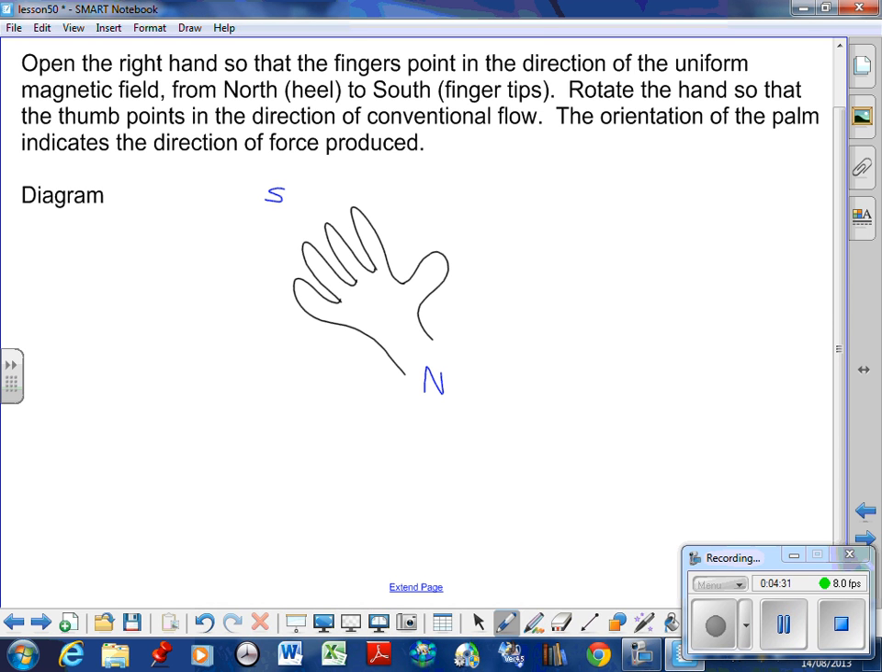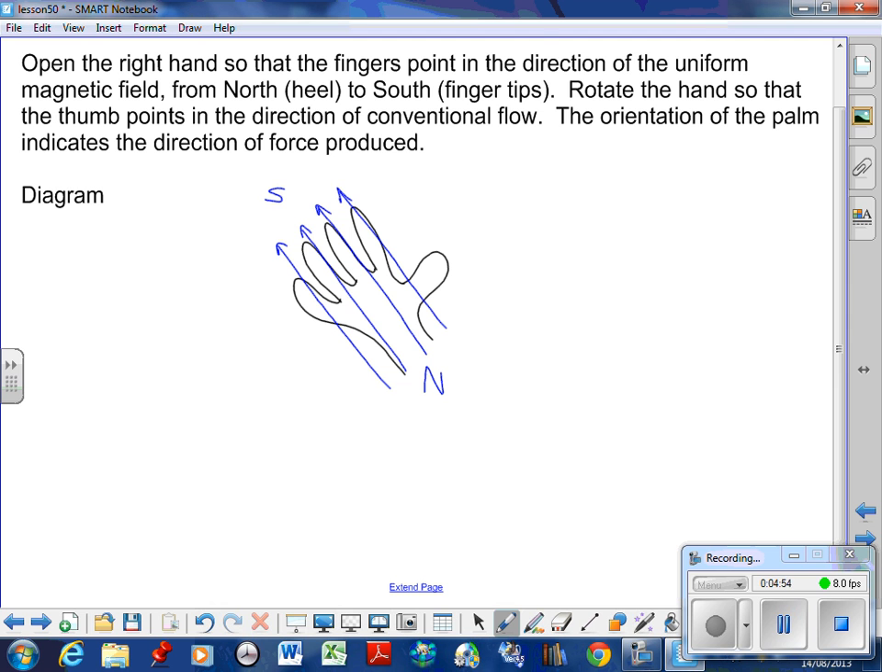And your uniform magnetic field lines are going to go in this direction. So I'm kind of building it around my right hand. Once you figure out the direction of the uniform magnetic field, you put your fingertips towards south. Now you need to rotate your hand until the thumb points in the direction of conventional current.